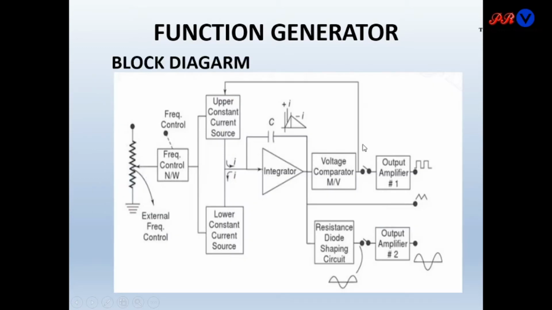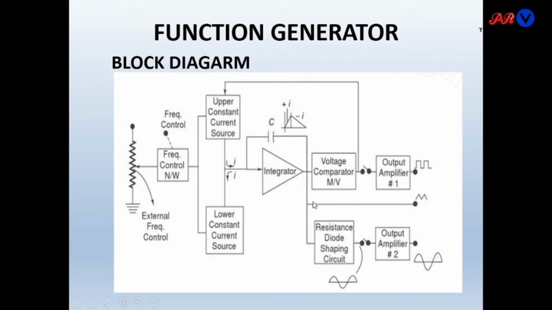This is the block diagram of the function generator. So as described by the definition, it is used to generate different waveforms like square wave, triangular wave and sine wave. This is the frequency control network. The frequency is controlled by external current or voltage to this network, and this external voltage controls the upper constant current source and lower constant current source.